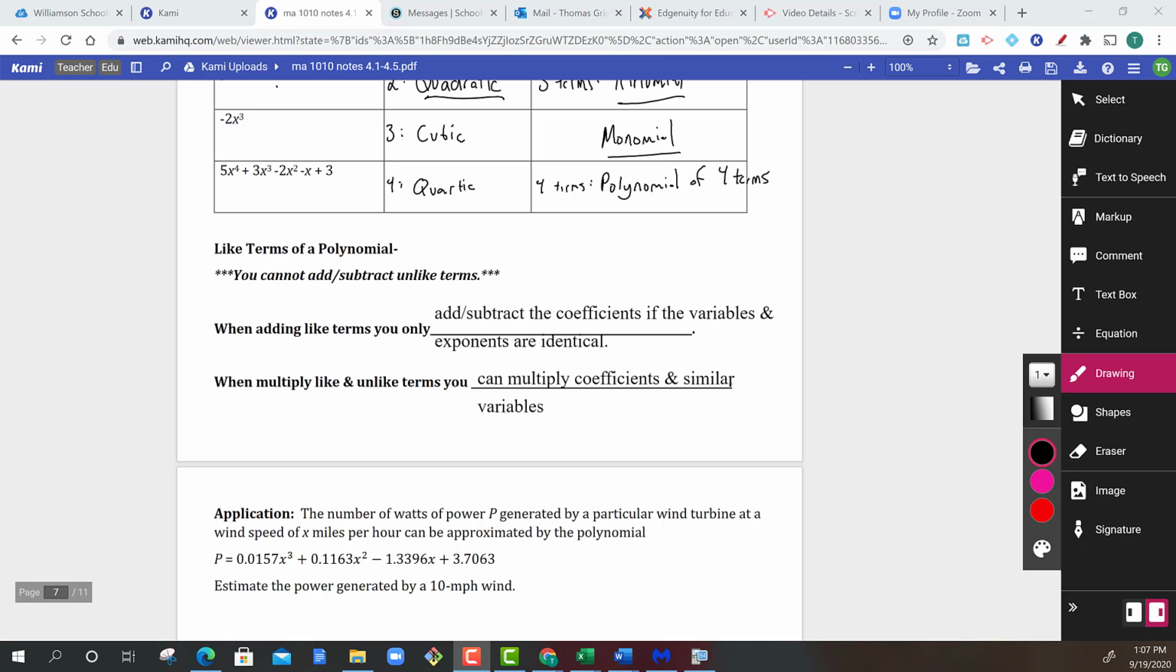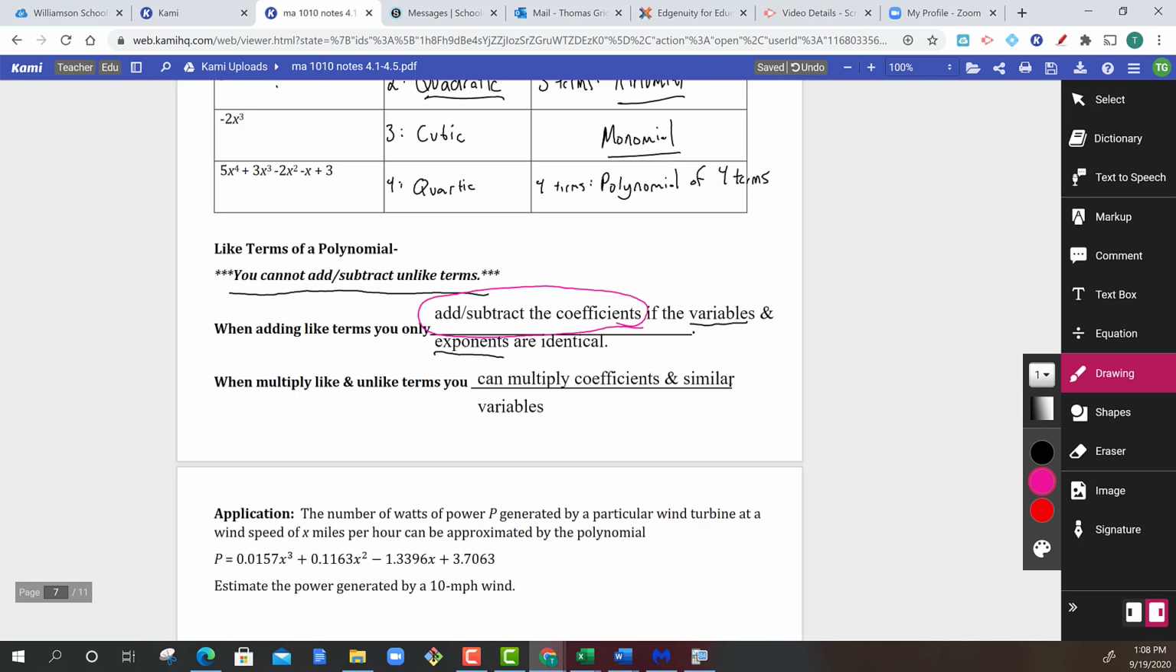We're going to see this in just a second in some examples, but it's important to know you cannot add or subtract unlike terms. The only terms you can add or subtract are if the variables and the exponents are identical. So if one problem has an x to the third and the other part of the problem has an x to the second, you cannot add those terms together because even though it's the same variable, they don't have the same exponent. But when you do add and subtract like terms, you only add and subtract the coefficients.